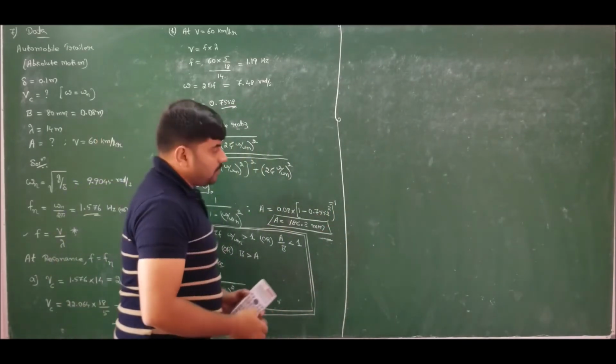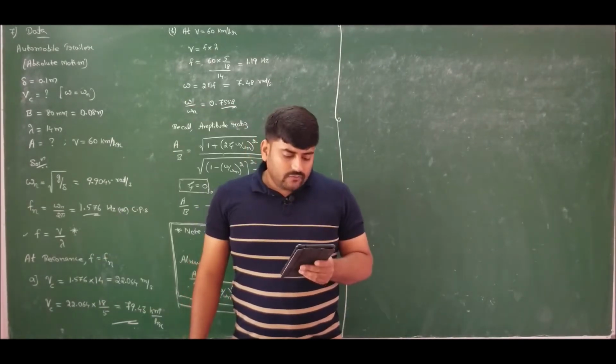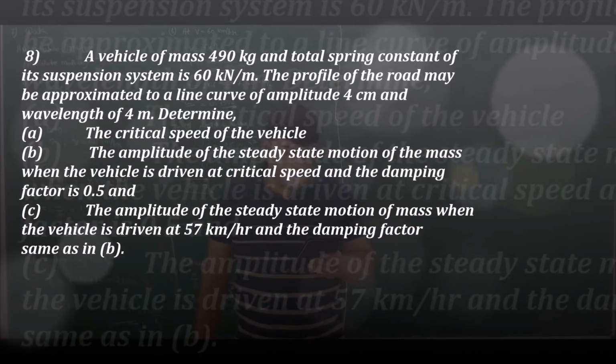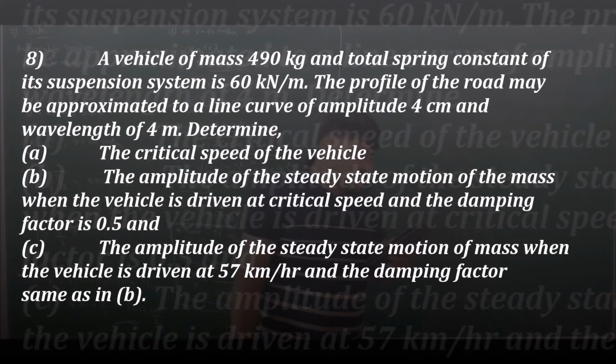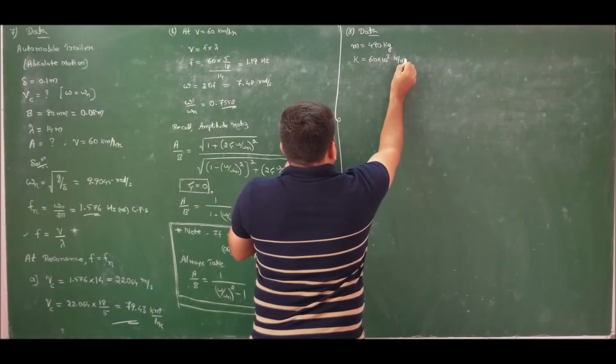Let us move on to problem number 8. Now moving ahead to problem number 8, which states that a vehicle of mass 490 kg and total spring constant of its suspension system is 60 into 10 to the power of 3 Newton per meter. Let me list out the data given for problem number 8. A vehicle of mass 490 kg and total spring constant of the suspension is 60 into 10 to the power of 3 Newton per meter.